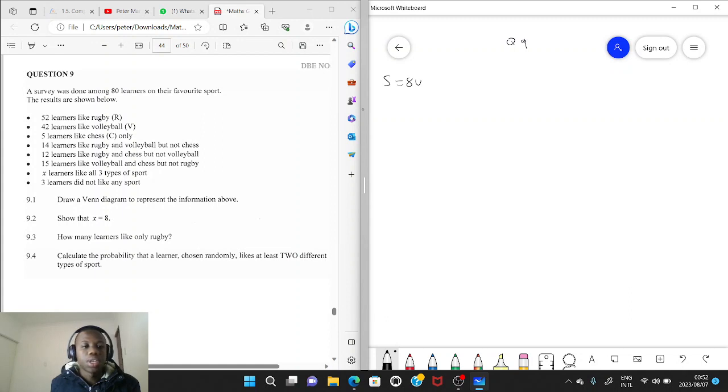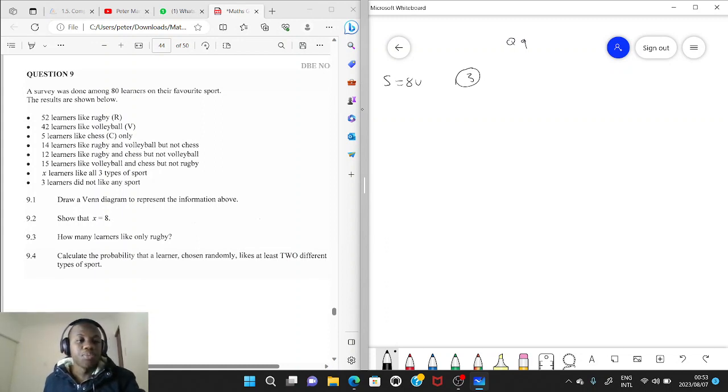The results are shown. So in this case, we have rugby, we have volleyball, and chess. Right, so what happens the moment we see three events? It simply tells us that we are going to have three circles, because three events represent three circles. We don't know whether they are going to intersect or not. We'll only acknowledge that they intersect whenever we see "and". When you see "and" in the question, you simply know that they intersect.